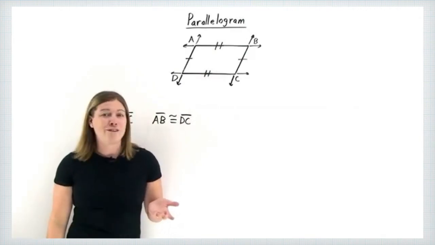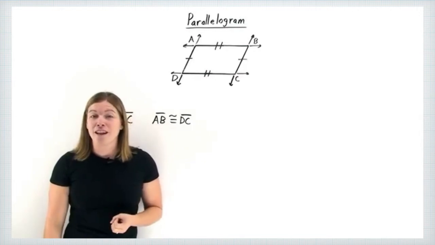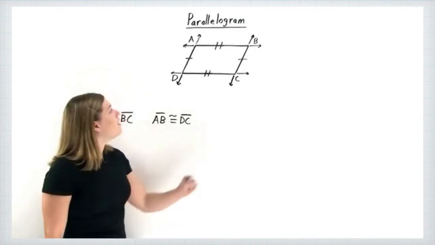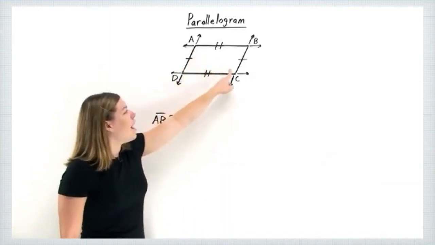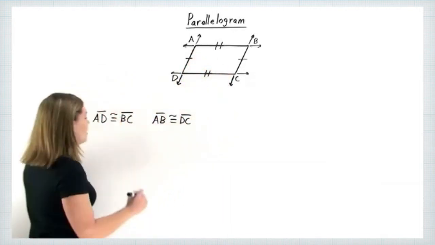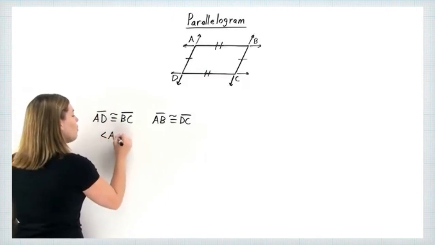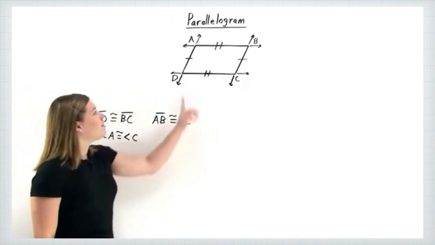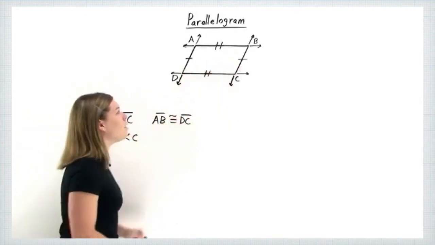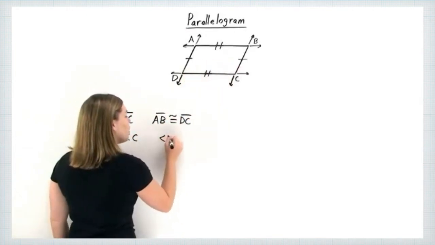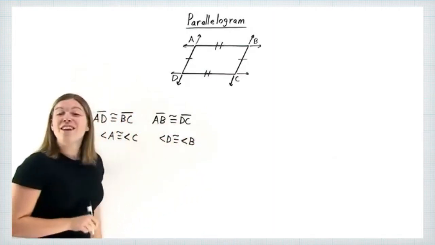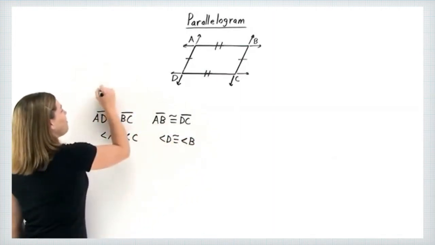Well, in a four-sided figure, if opposite sides are parallel and congruent, that means that opposite angles are congruent too. So, angle A and angle C are opposite angles and they're congruent to one another. That means that they're the same measure. That also means that angle D and angle B are congruent to one another, since they are opposite angles as well. So now let's define a parallelogram.